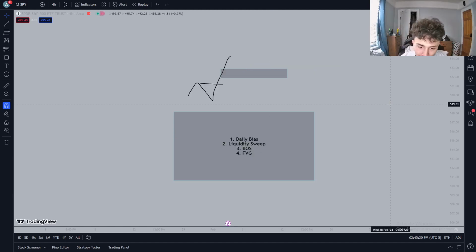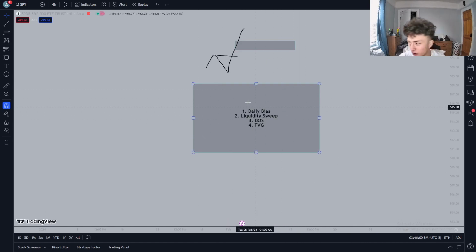Lastly is a fair value gap. A fair value gap is where the price or the market creates an imbalance and usually tends to come back, retrace into it, and then react off of it and extend towards your bias. So if you work off these four things, you're going to have a very good strategy. All you got to do is be patient and consistent with it and have a correct daily bias majority of the time. And, of course, use good risk management.